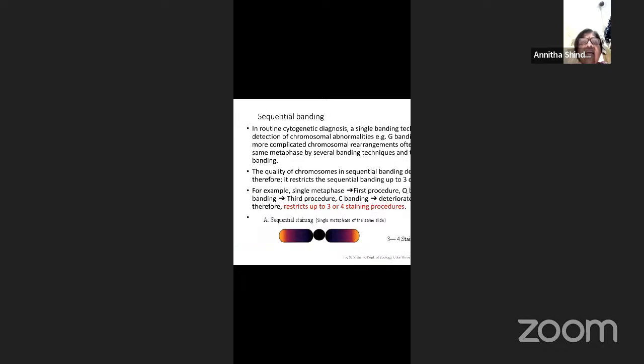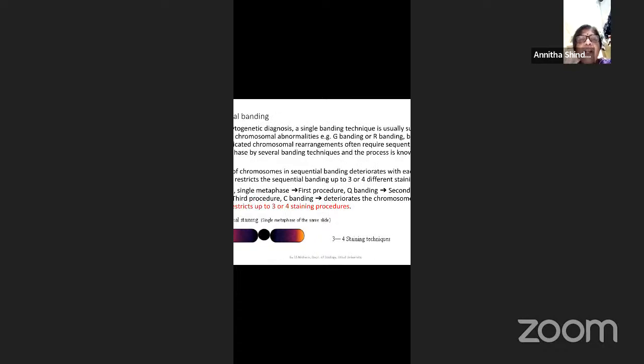So that is the reason why, no doubt, you have to go for sequential banding, but only in cases where there are complicated chromosomal rearrangements. But there is a limit for it. You can restrict sequential banding only up to 3 to 4, but not beyond that. For example, on a single metaphase, first you go for Q banding, then G banding, then C banding. Later it deteriorates the chromosome quality, and therefore it restricts to 3 or 4 staining procedures. So you should not go beyond that limit.